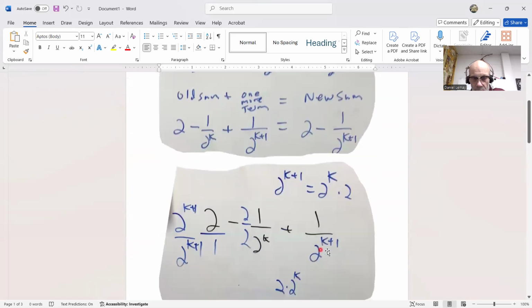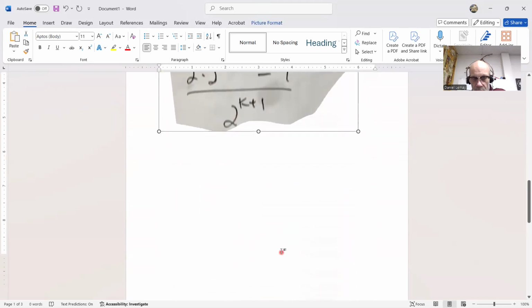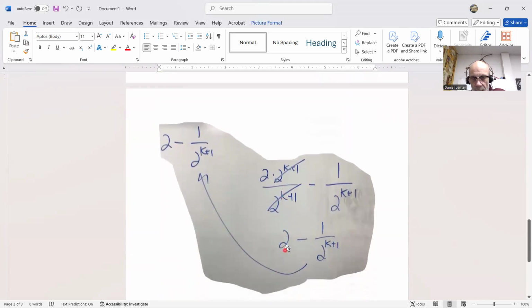I broke this expression out into two fractions. I said that you can do that as long as you keep the denominator in each of them. And then there, the 2 to the k plus 1 cancels out. You're left with the 2 and 1 over that. And then lo and behold, that's what I wanted. So that's how I made it work.